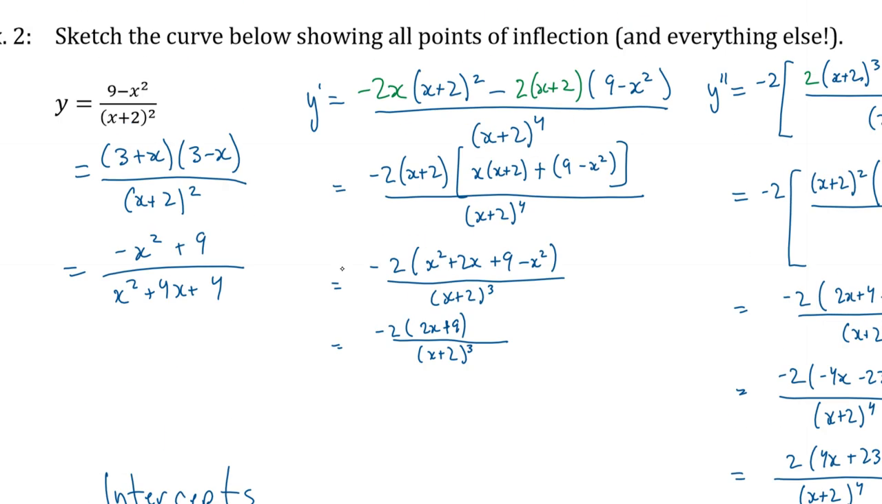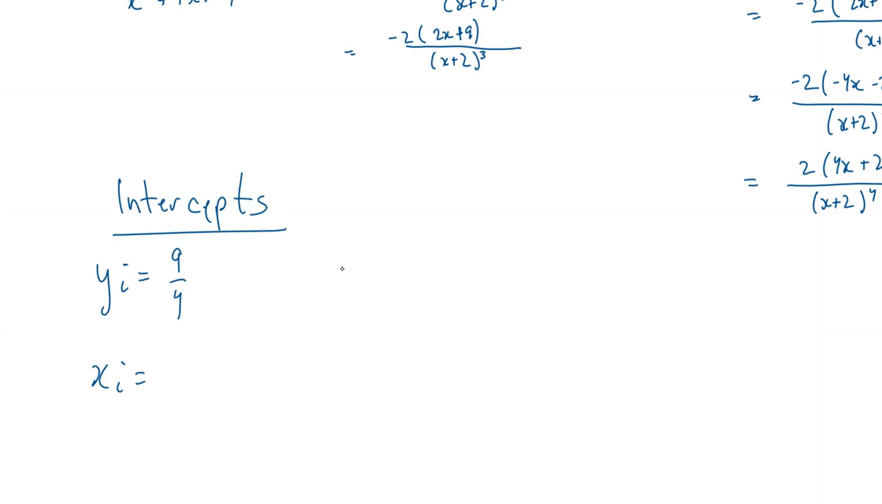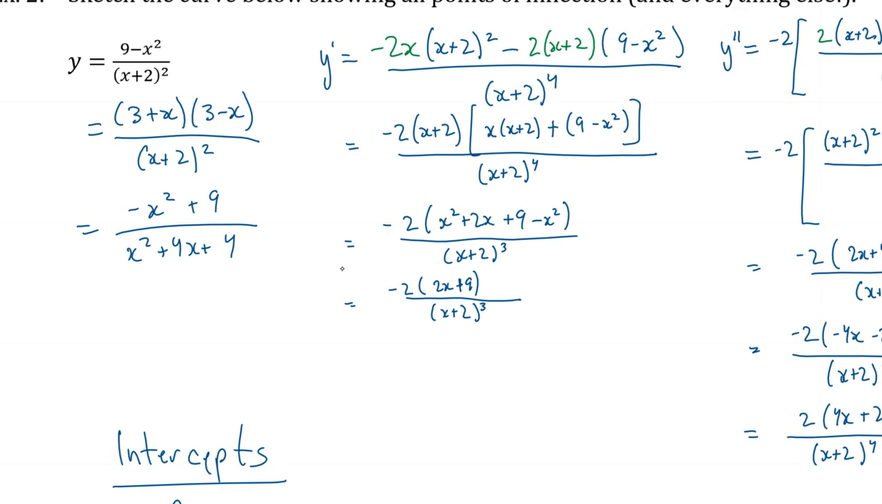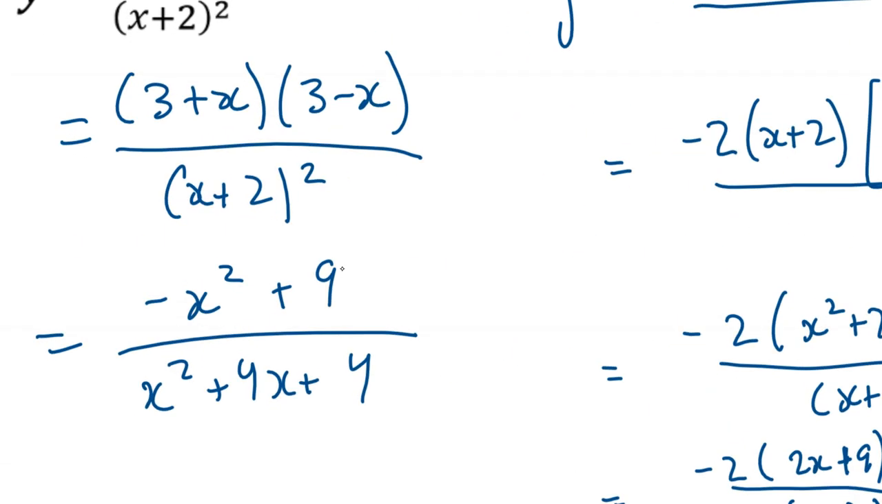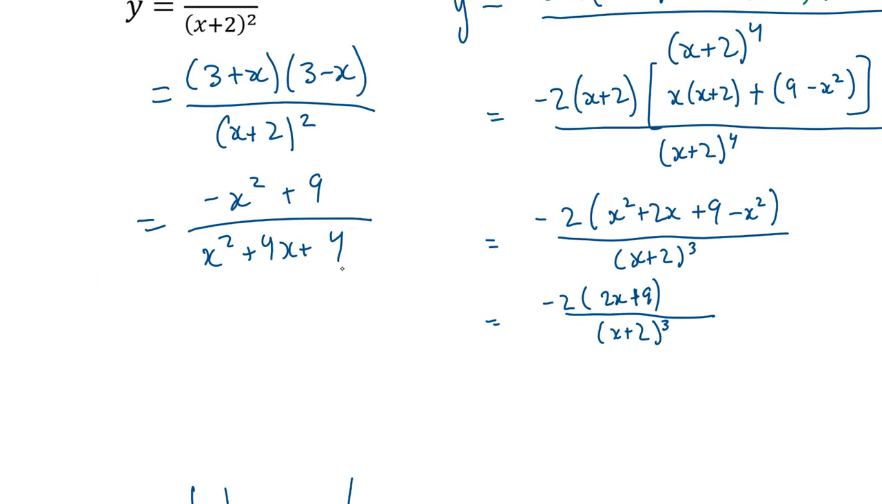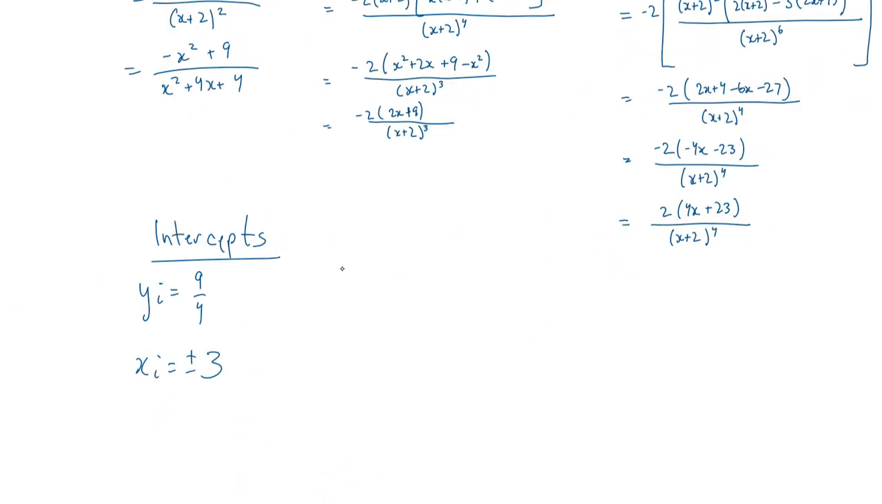X-intercept. Again, using the original function, it's going to be plus or minus 3. Plus minus 3, very nice. I'm using the factored version for that. Okay. Asymptotes. Vertical asymptote.